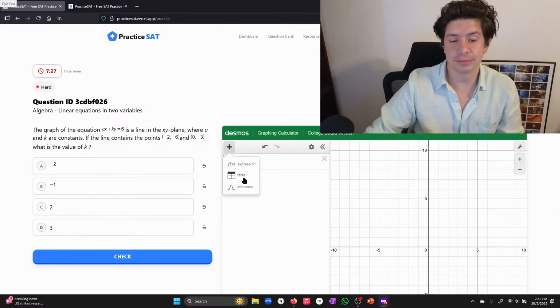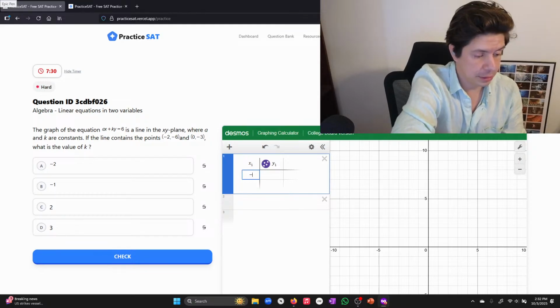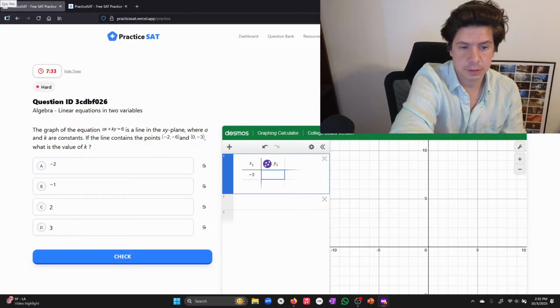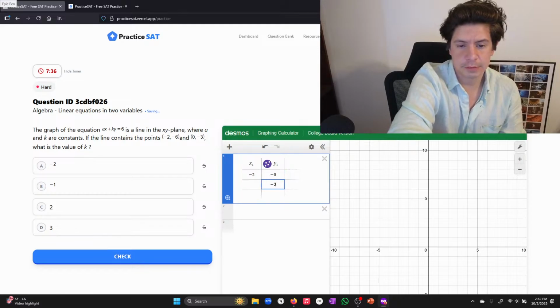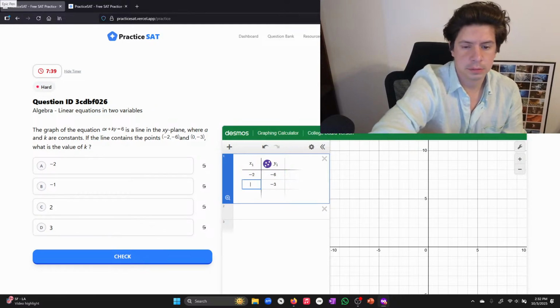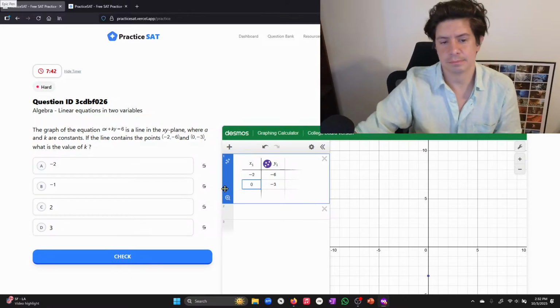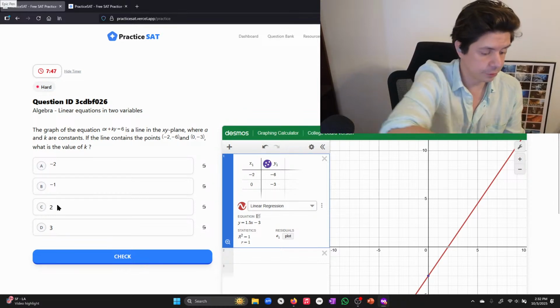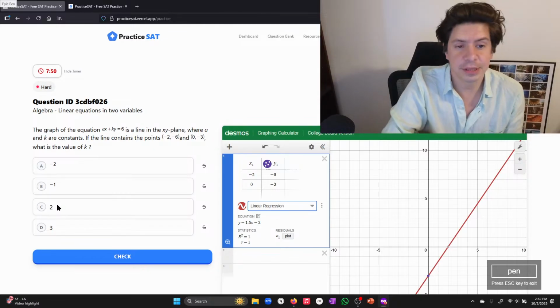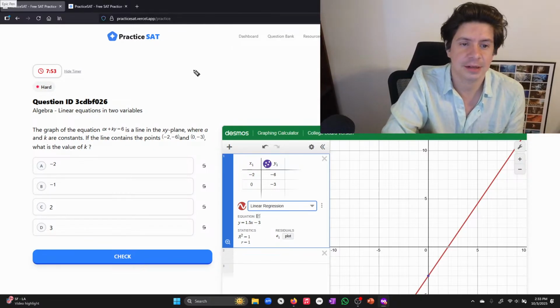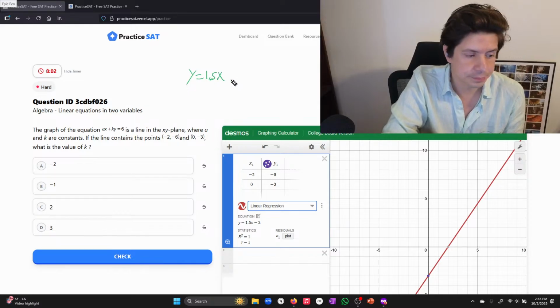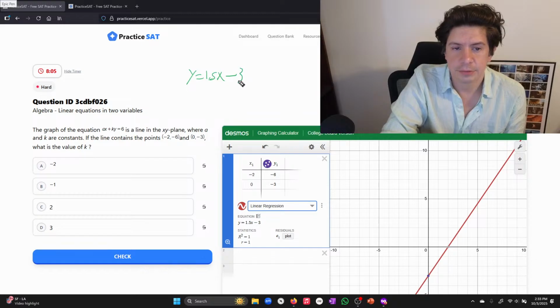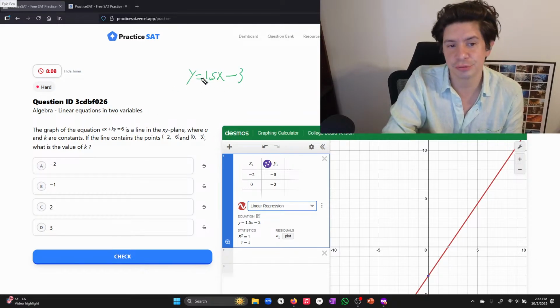What you could just do is make a table and do -2, -6, 0, -3. Then you're going to get a formula: y equals 1.5x minus 3, and we're going to convert that to the regular equation. If you get the answer before I do, please feel free to put it in the chat. Test yourself out. Now I'm going to multiply everything by 2 so we don't have 1.5x.